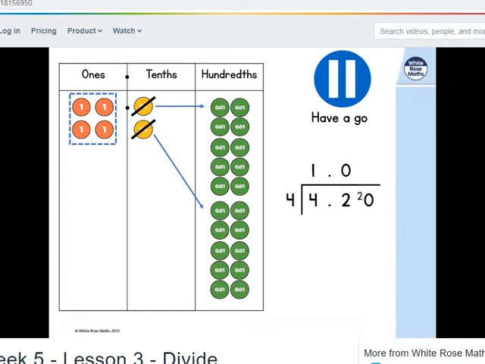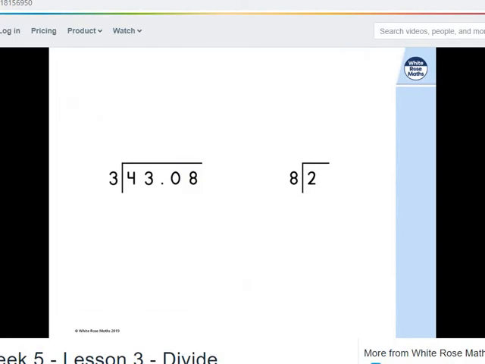Now we've got 20 hundredths. Let's find groups of 4 now. 1, 2, 3, 4, 5. There we go, no remainders. So actually, 4.2 divided by 4 was 1.05. Okay, 2 for you to have a go at now. See if you can have a go at these short divisions.